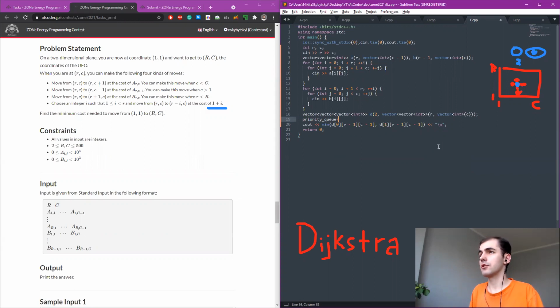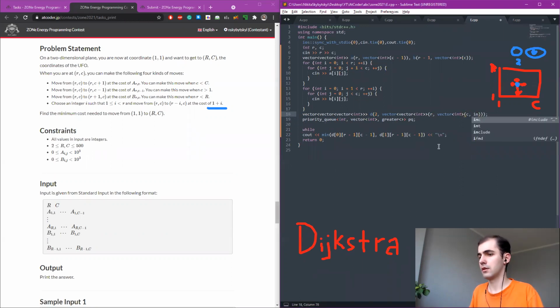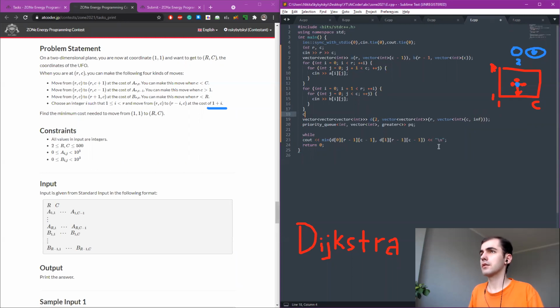The priority queue is usually the way you want to write your Dijkstra, and not sets in greater. Of course, what am I doing? I didn't even initialize it properly.